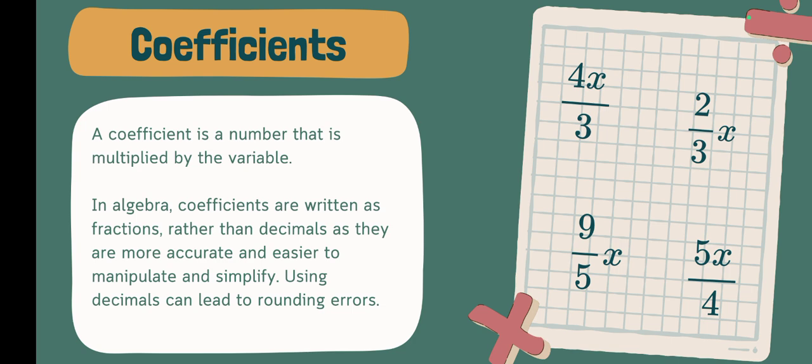So here in algebra, coefficients are written in fractions. See, in all of these 4 examples you can see that all the coefficients are written as a fraction and not in decimal form.